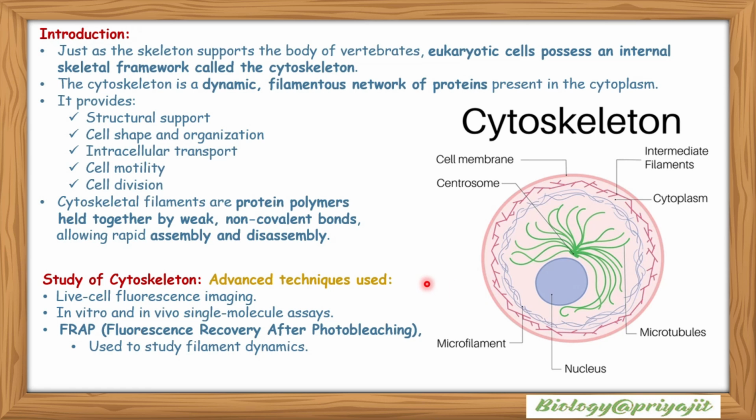So how do we study the cytoskeleton? There are some advanced techniques that are used. Number one is live cell fluorescence imaging. Second one is in vitro and in vivo single molecule assay. Third one is the FRAP technique, fluorescence recovery after photobleaching, which is used to study filament dynamics.